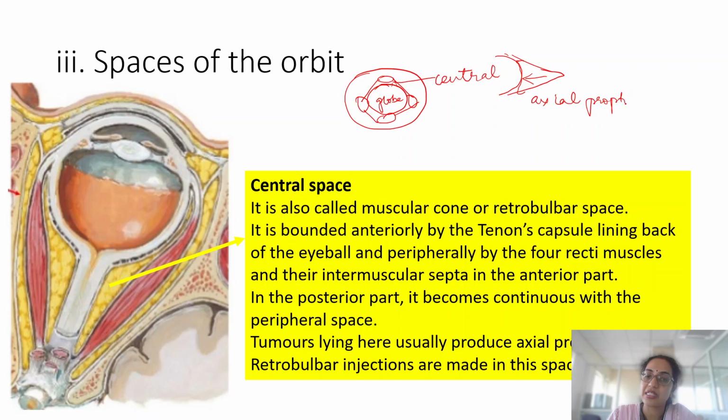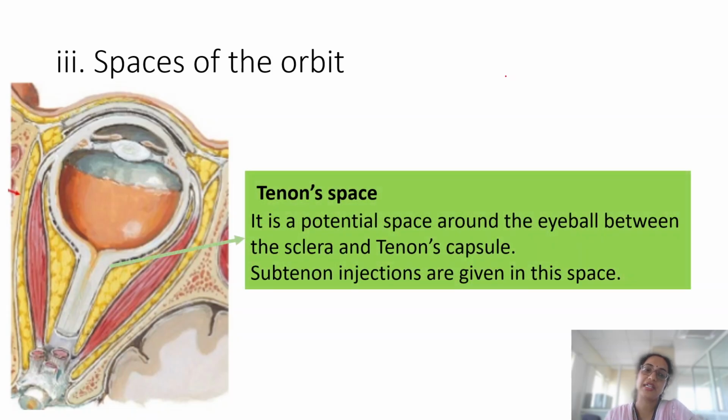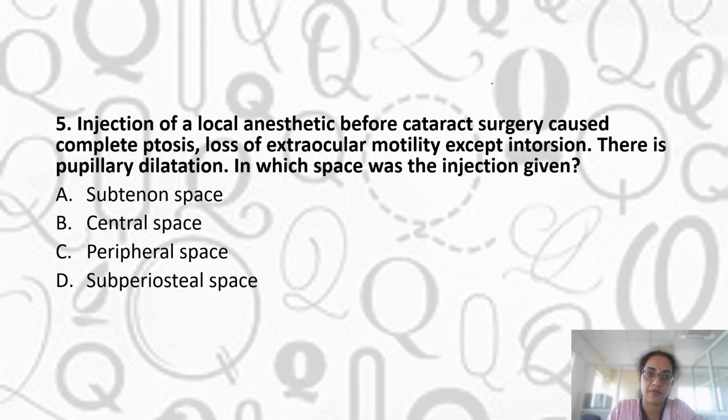And since the space is very restricted, this space has the optic nerve in the center. Because the space here is very less, any rise in the pressure can cause optic nerve damage very soon. And here retrobulbar injections are given in this space. Okay. The next is the Tenon's space, which is a potential space between the eyeball and the Tenon's capsule. Subtenon injections are given in this space.